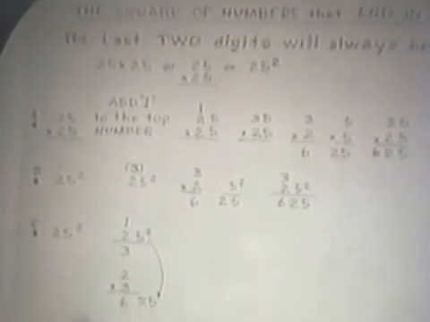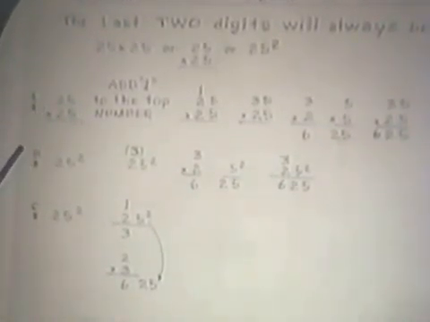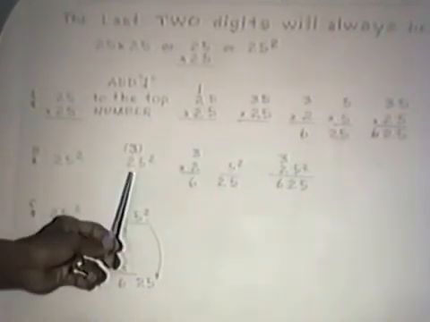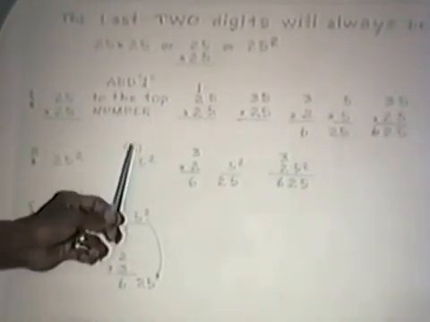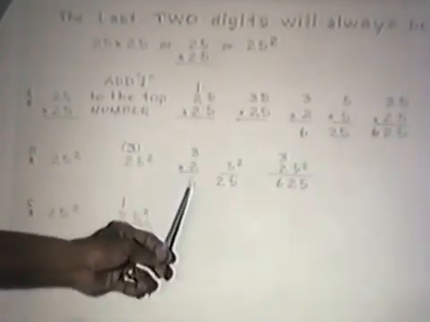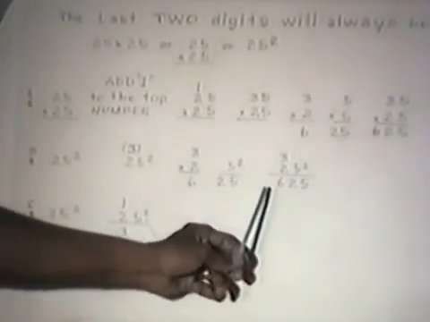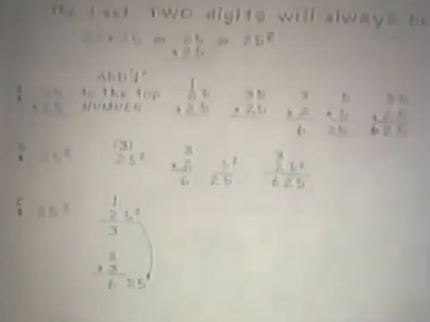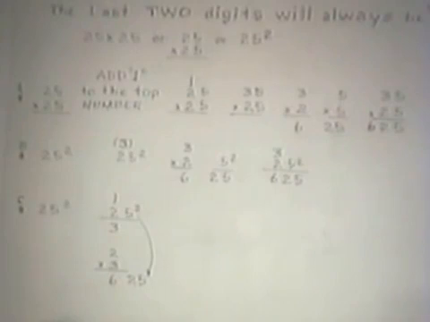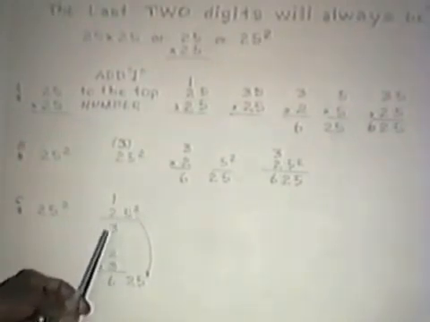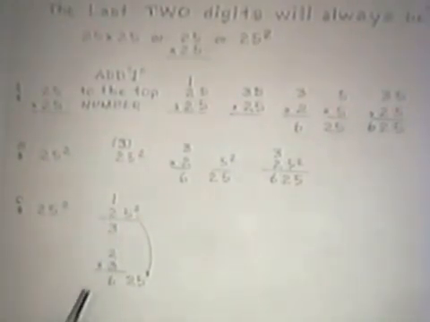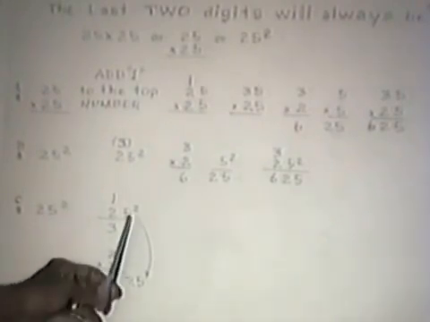See that? So we have steps in doing this. First, we have 25 times 25, which you can call 25 square. We change the 2 to a 3. 2 times 3 is 6. 5 times 5 is 25. 625 is the square of 25 times 25. The way of doing it is this way: 25 square, change the 2 to a 3, 3 times 2 is 6, 5 times 5 is 25. 625 is the answer. Now let's do some more.